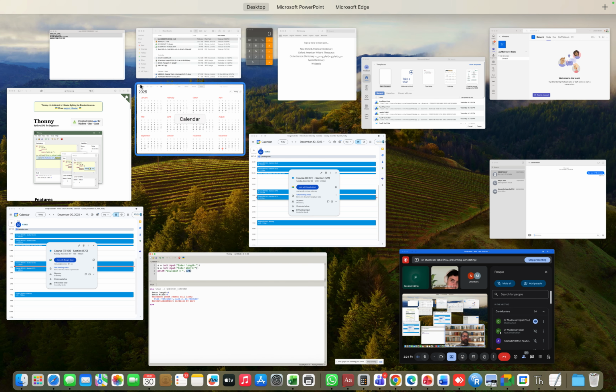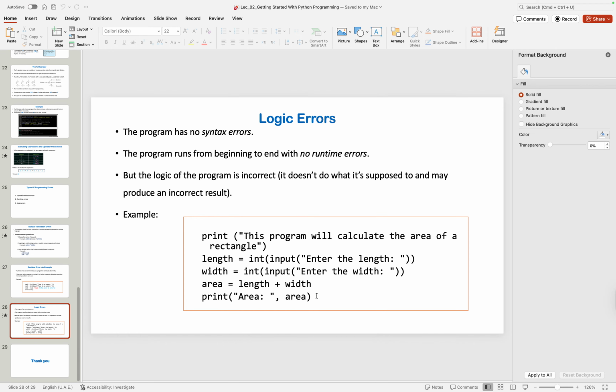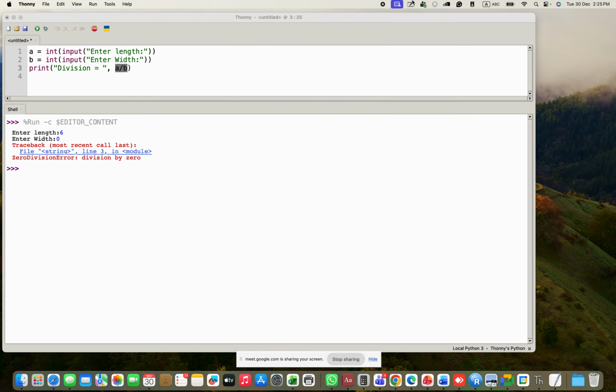Finally, we have the logical error, which I told you about, where instead of multiplying for the area, you add. And with this one, I think our lecture is over.